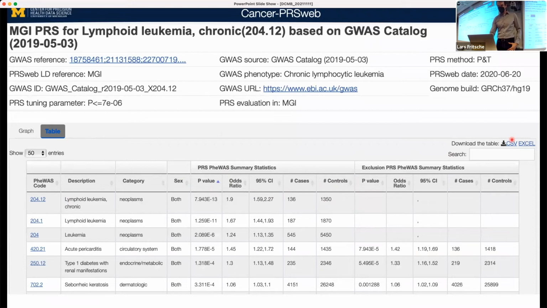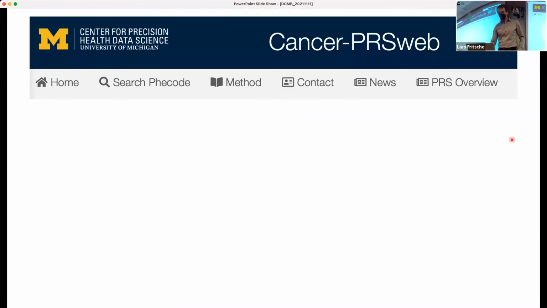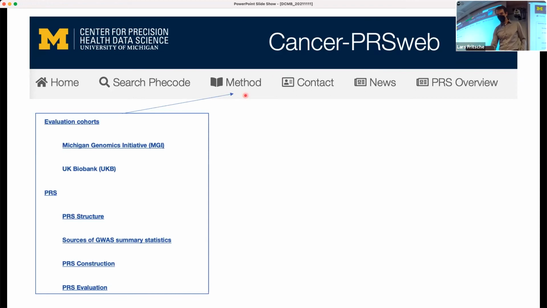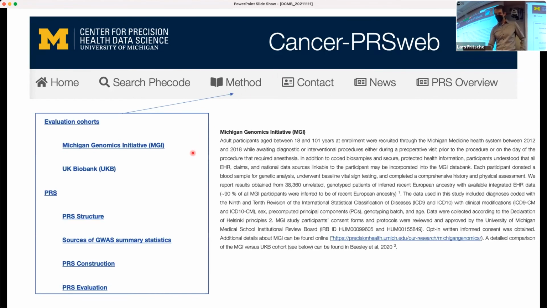There's a lot of information in those tables, and sometimes you want to know how the phenotype was defined, what was the method that was used. So we tried to incorporate that information in those tabs. We have methods here. This is basically the method sections that we had in our manuscript. You can read about the different cohorts that we used.